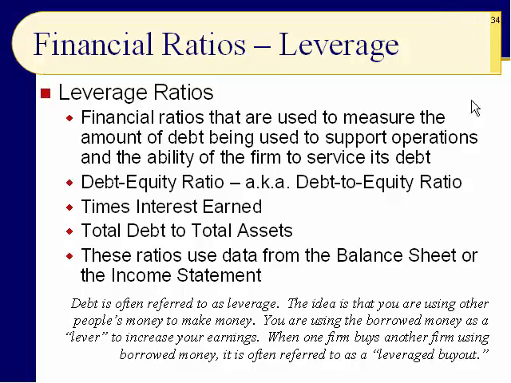We're going to use this term leverage later on. We use it in real estate quite a bit, so it comes back often. Debt is often referred to as leverage. The idea is that you're using other people's money to make money. You are using the borrowed money as a lever to increase your earnings. When one firm buys another firm using borrowed money, it is often referred to as a leveraged buyout. We're going to see this when we get to buying on margin and real estate. This is the way you live and die in real estate, with leverage.